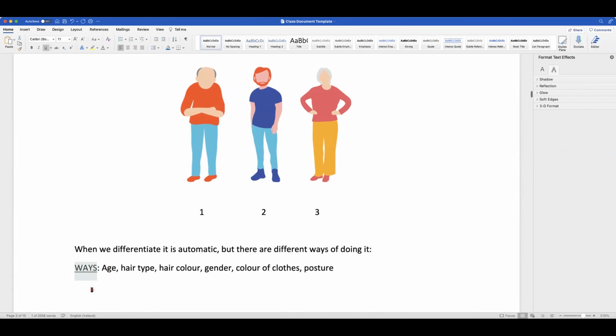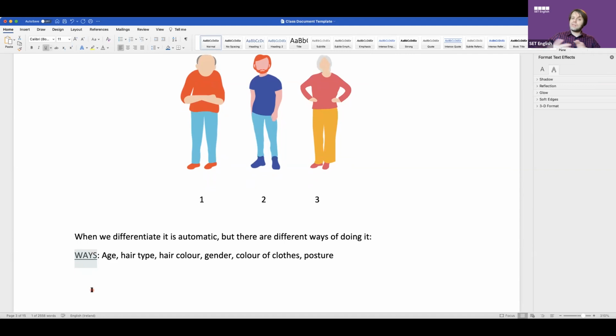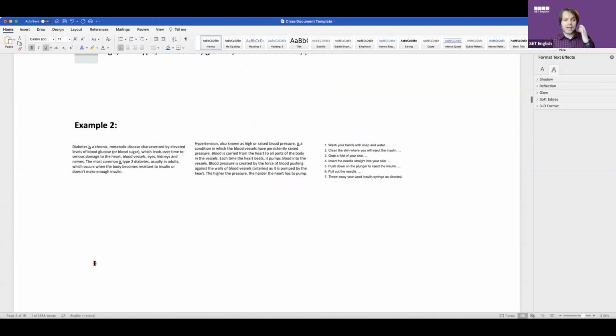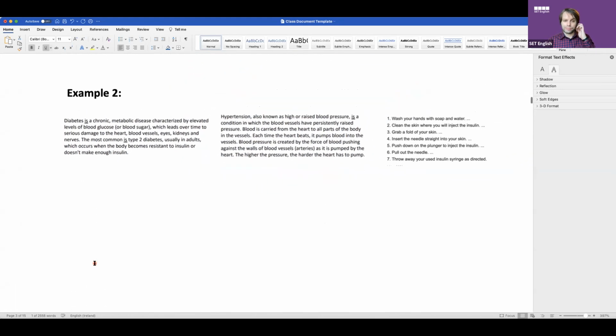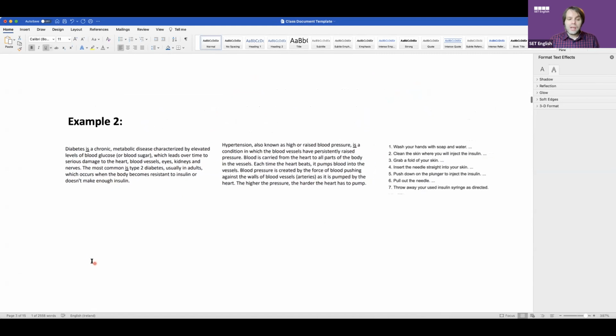In OET, it's exactly the same. We're looking for ways to differentiate. We're looking for ways of doing it, right? So if I show you these three texts, for example, how can I differentiate them? What ways are there of differentiating? When I say way, I mean different ways of thinking about it, right? Does anyone want to try and differentiate these texts? Tell me, how are they different?